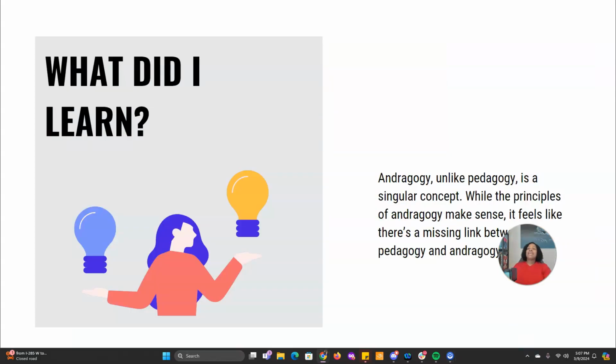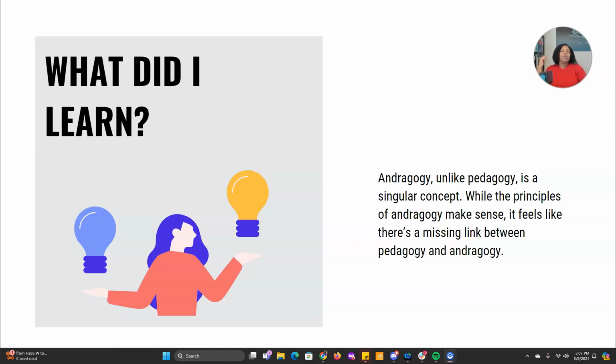Now, here is what I learned. So what did I learn as I'm connecting these dots? One, I learned that andragogy, and I just said this, unlike pedagogy, is a singular concept, whereas with pedagogy there are different types, so it's more of a bucket concept. Andragogy is adult learning.